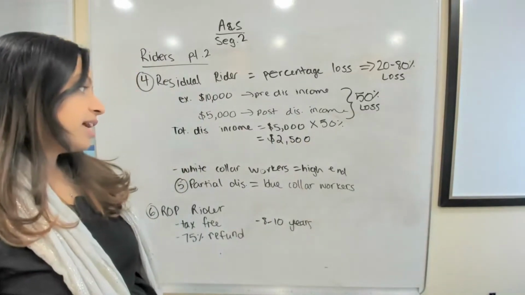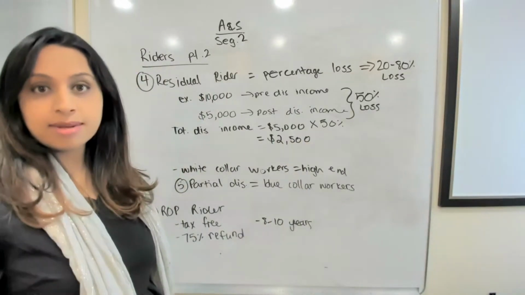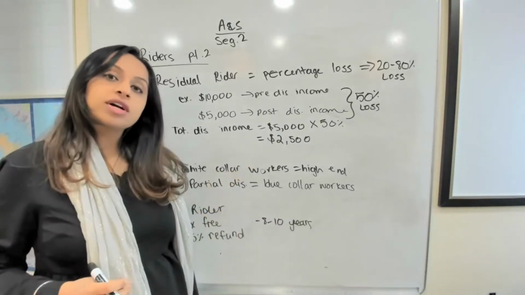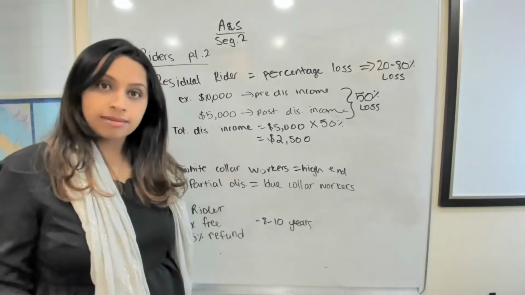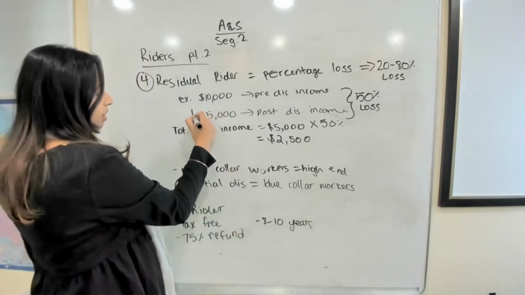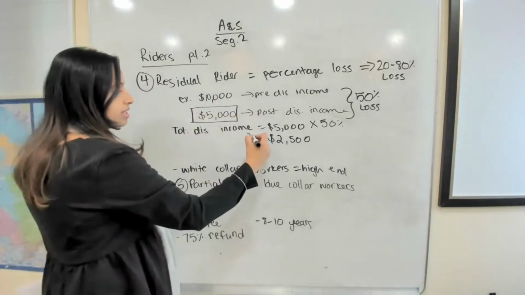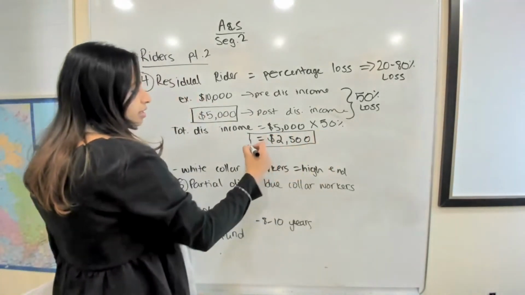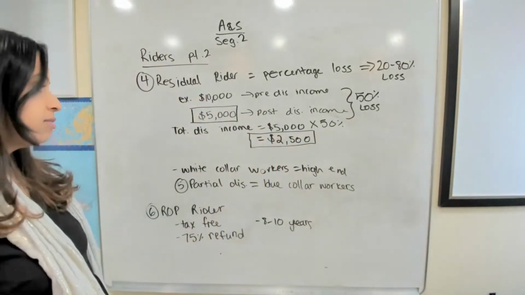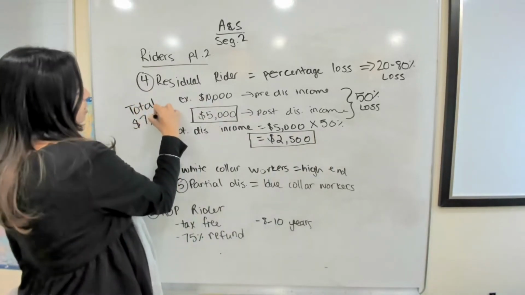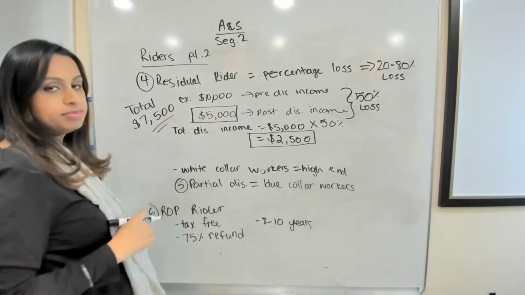So if the question is asking how much he's going to get from his disability income, we know that he will get $2,500. If the question is asking what is his total income, then we're going to add whatever his post-disability income is, plus what he's getting from the disability income. So his total that he is getting now after his disability is $7,500.